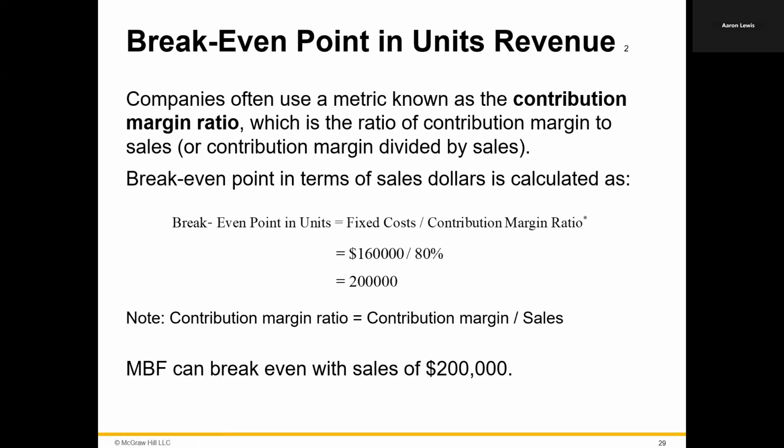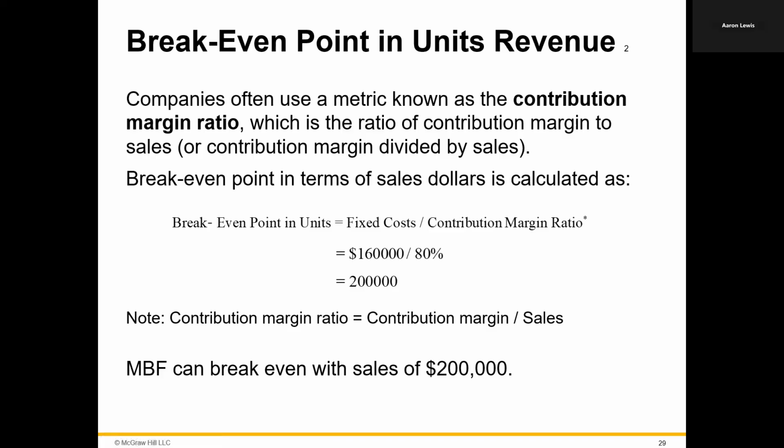So what we're really asking ourselves is we need to cover $160,000 worth of fixed costs. And 80% of every sales dollar ends up as contribution margin to cover those fixed costs. So what number is $160,000, 80% of? Well, you'd find it by taking your fixed costs, dividing it by your percentage, and that gives you the number. And it'd be $200,000 in this case.